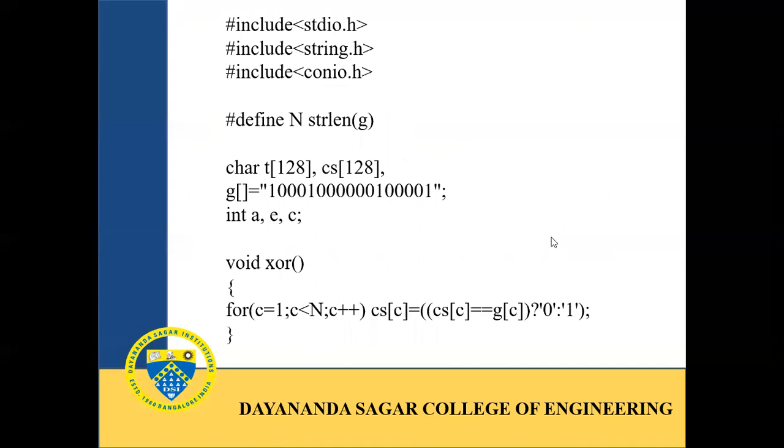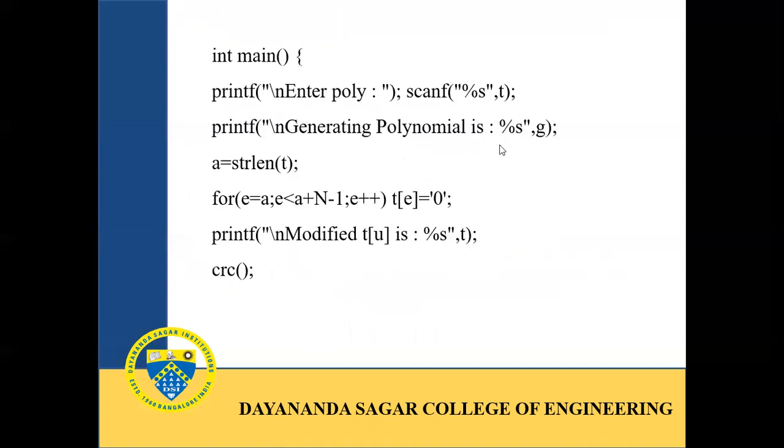So let's see the program, how it is written. So we'll just consider the generator polynomial, which is stored in the form of a string. So we'll start with the main program, how it is done. From the main program, we take the input data in the form of a polynomial. So a T string will have the polynomial input string, and the generator polynomial is assumed between the sender and the receiver end. So that is represented by a G string.